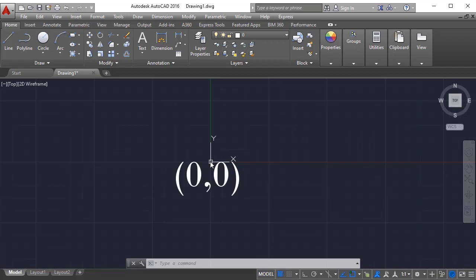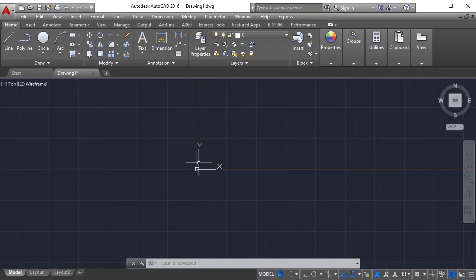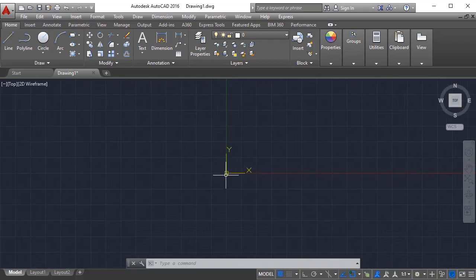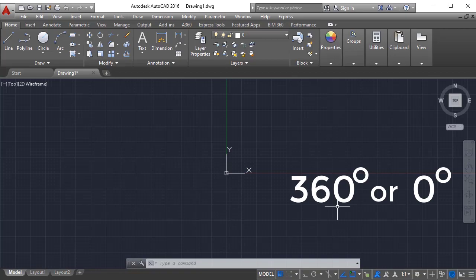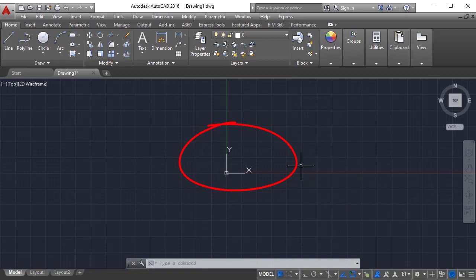Consider this is 0, 0, located exactly like on graph paper. With respect to this point, values will be calculated like this. Consider this is 0 degrees, 90 degrees, and in the negative x axis it's 180 degrees, and in negative y it's 270 degrees, again 360 and 0. It's a counterclockwise direction. AutoCAD always calculates angles in the counterclockwise direction.